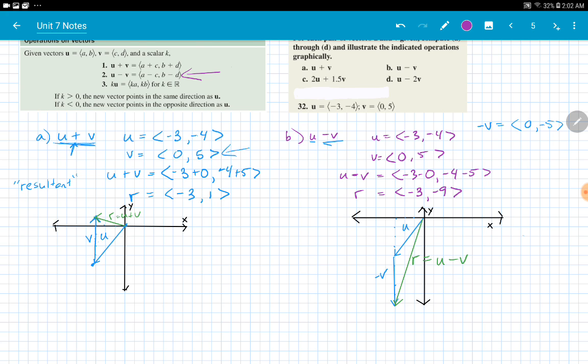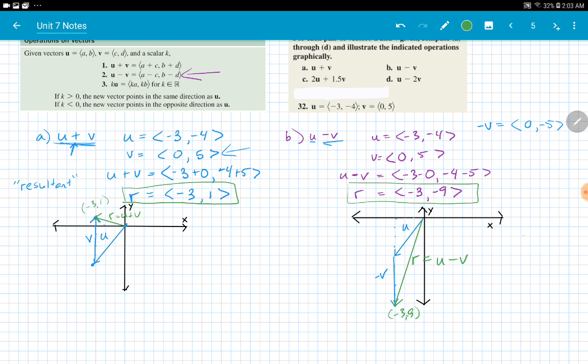And you'll notice the resultant vector is that green vector. So my resultant vector, when I did it algebraically, was -3, 1. But you'll notice that this green line also ends at -3, 1. So what we got algebraically and graphically is the same vector as the resultant. Same with subtraction. The resultant vector is -3, -9. If you look at the green line, it starts at the origin and ends at -3, -9. That is the resultant vector.